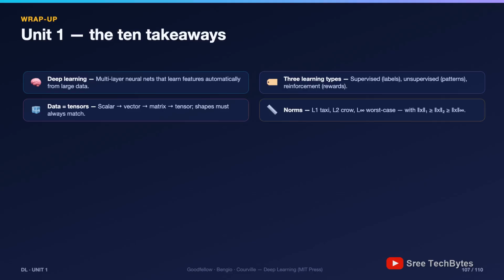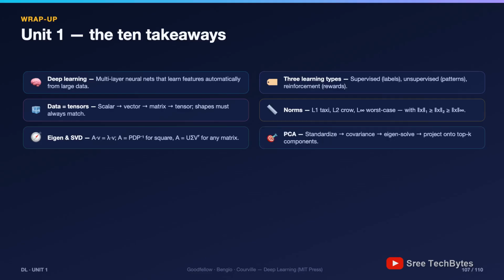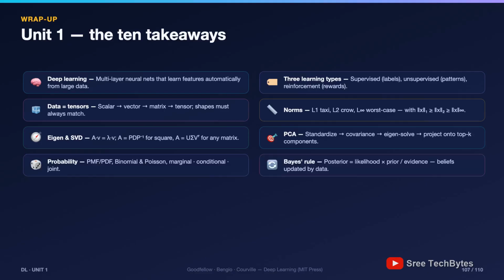Norms: L1 the taxi, L2 the crow, L infinity the worst case. Eigen and SVD, A v equals lambda v, and any matrix is rotate, stretch, rotate. PCA: standardize, covariance, eigensolve, project. Probability distributions: binomial and Poisson, the 3 flavors: marginal, conditional, joint. Bayes rule: posterior equals likelihood times prior over evidence, and never forget the 17%. Gradient descent: theta minus alpha times gradient, batch, stochastic, mini batch. And constraints: project back, reparameterize, or certify with KKT.